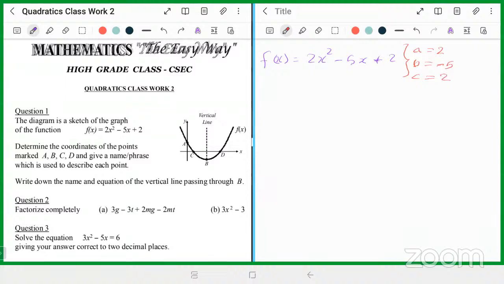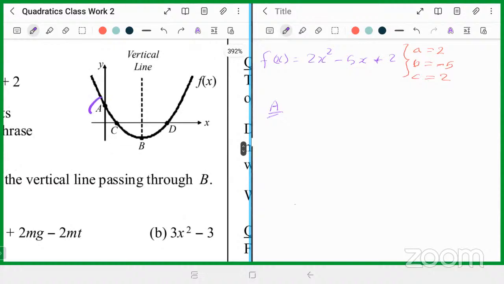All right. This question is not asking us to complete the square. It's not asking us to factorize. It's asking us to find the coordinates of the points A, B, C, D, and then name each point. So what is A? Let's do them one at a time. I want to give the name of the point A first. This point right here, the point A, is a point of intersection with the y-axis. It is called the y-axis intercept, or we can simply call it the y-intercept.